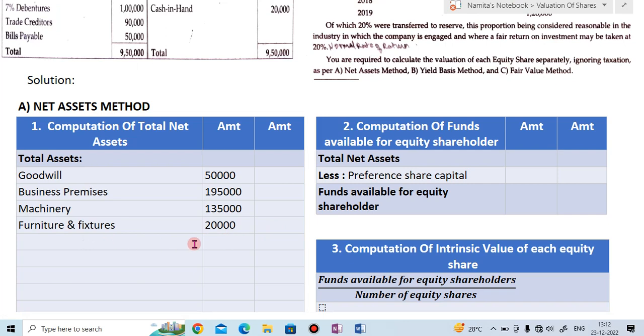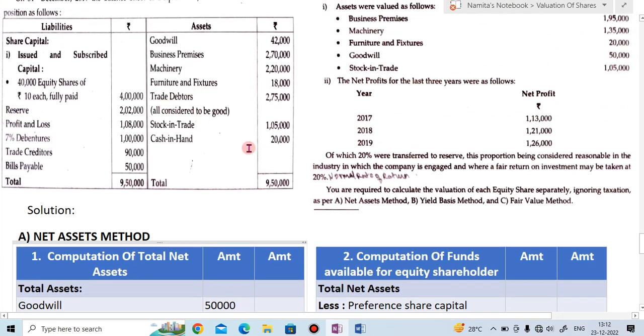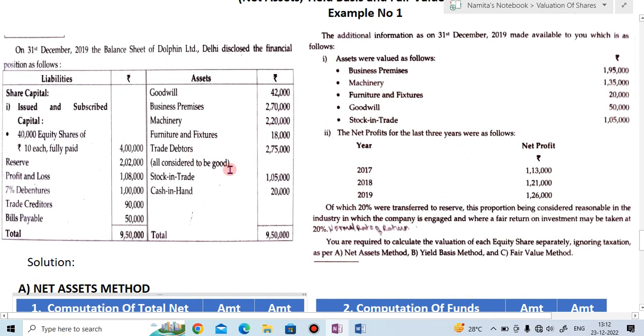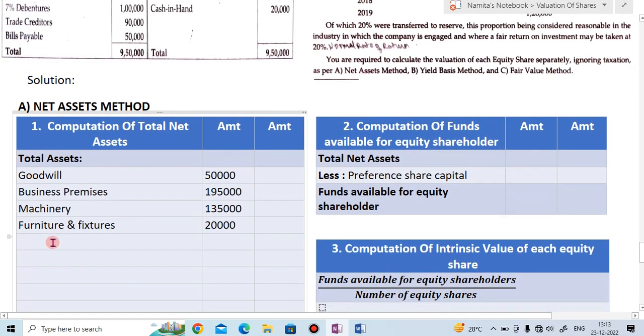Okay, so furniture and fixture is 20,000 rupees. Next is trade debtors. How much is trade debtors? Trade debtors is not revalued, so take the value which is given in the balance sheet. So trade debtors are all considered to be good. So trade debtors are 2,75,000.